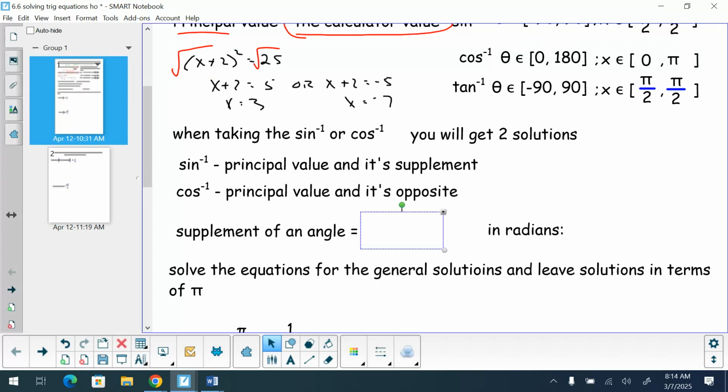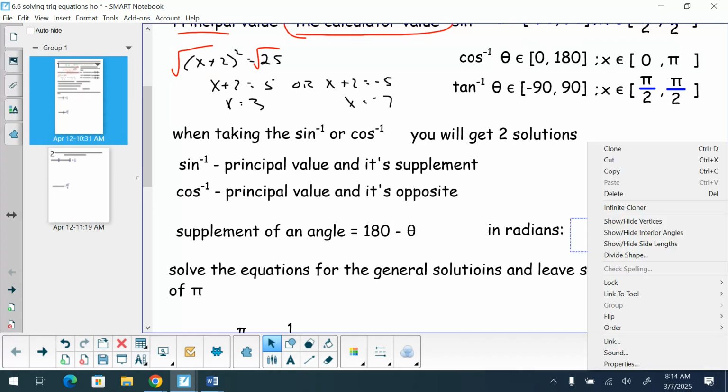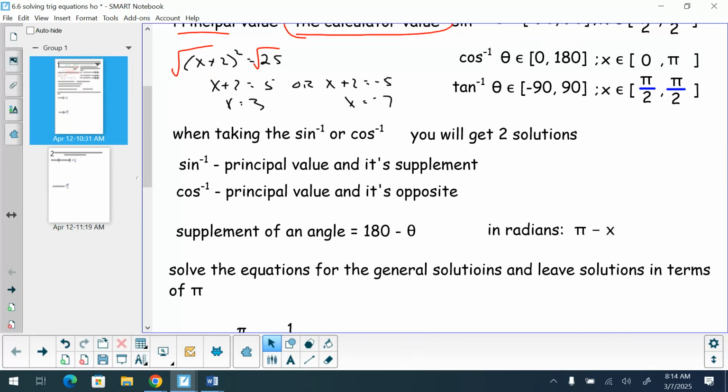How do we find the supplement of the angle? Take 180 minus our angle theta. And when you're in radians, that's the value pi minus the x. So it depends if you're in theta in degrees or x in radians. So you have two different solutions you have to worry about.